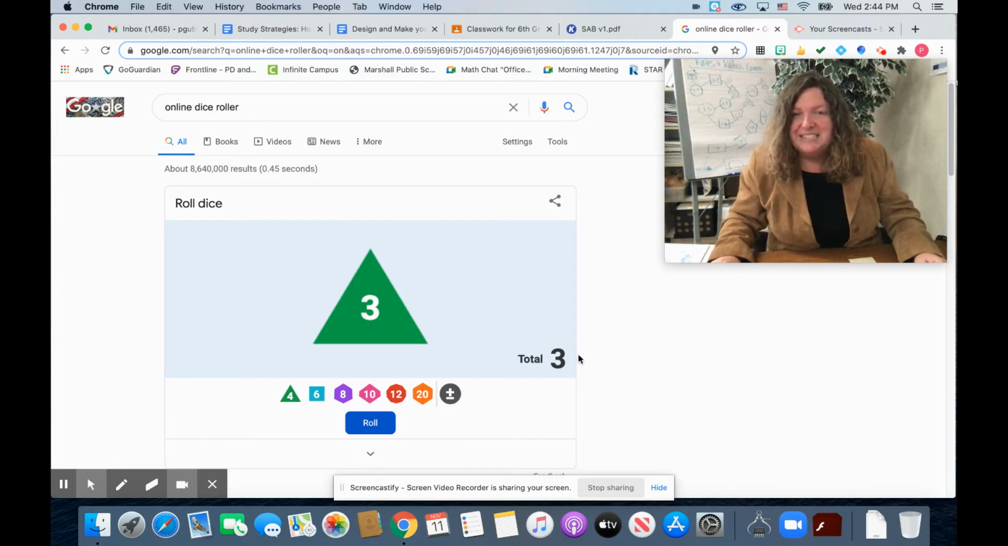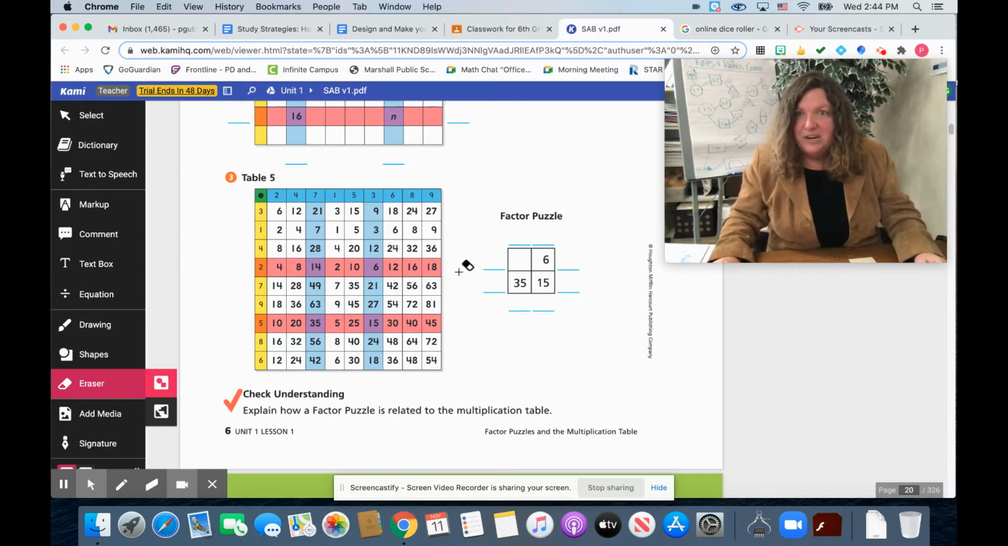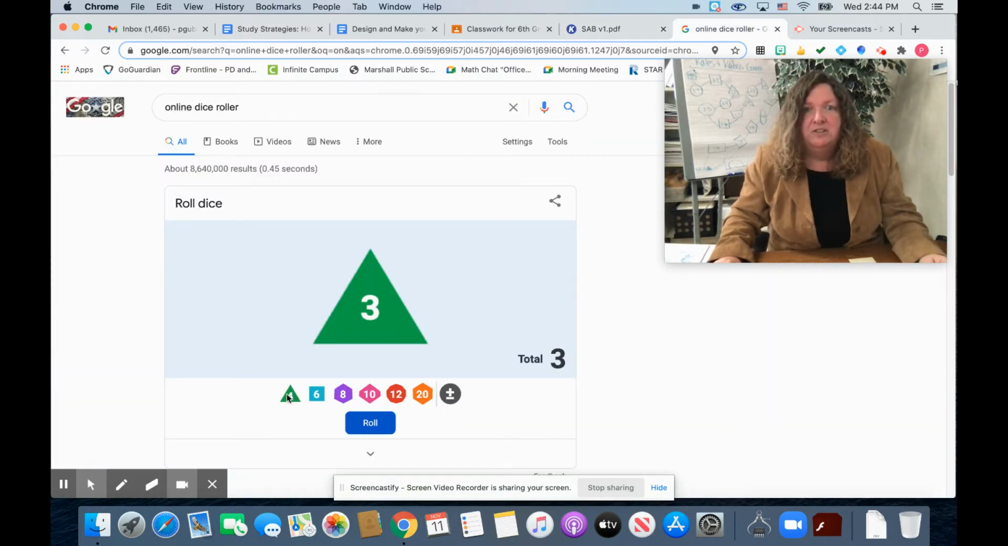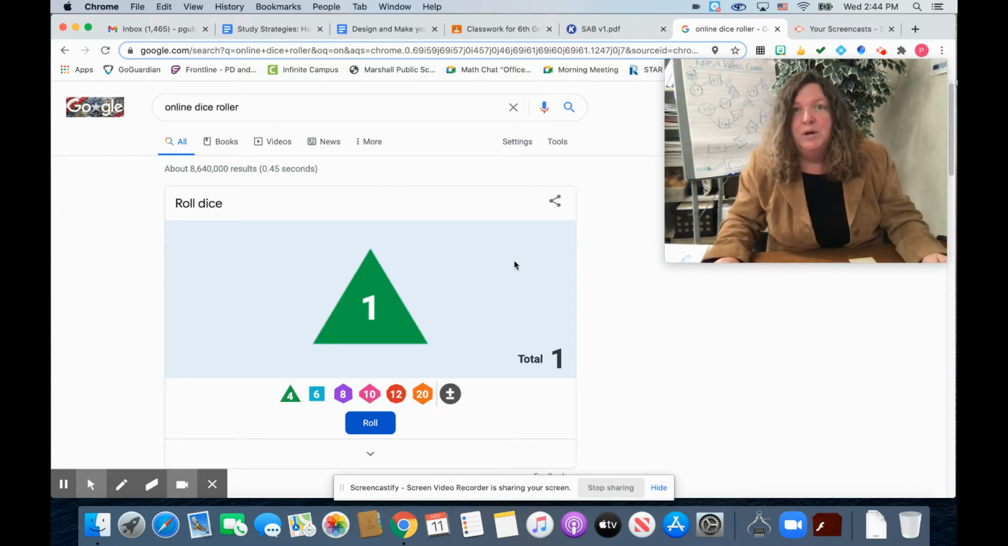Now, this lesson 1-1, this round only has a total of 3 questions. So I need to use a D4, a 4-sided dice, because all the rest wouldn't work. So there's my D4. It has 4 on it. It's a triangle. So there it is. So I'm going to roll and I got a 1. So that means I'm going to do problem 1.